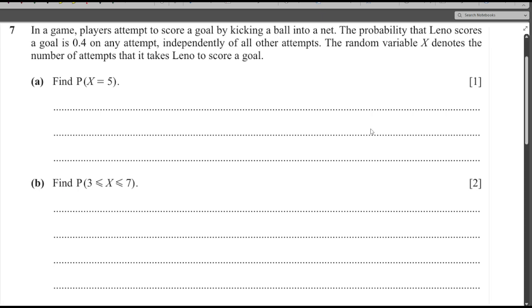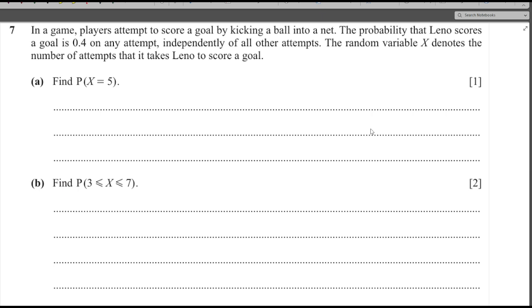Now let us discuss problem number 7. In a game, players attempt to score a goal by kicking a ball into a net. The probability that Lino scores a goal is 0.4 on any attempt, independently of all other attempts. The random variable x denotes the number of attempts that it takes Lino to score a goal. Find the probability x equal to 5.